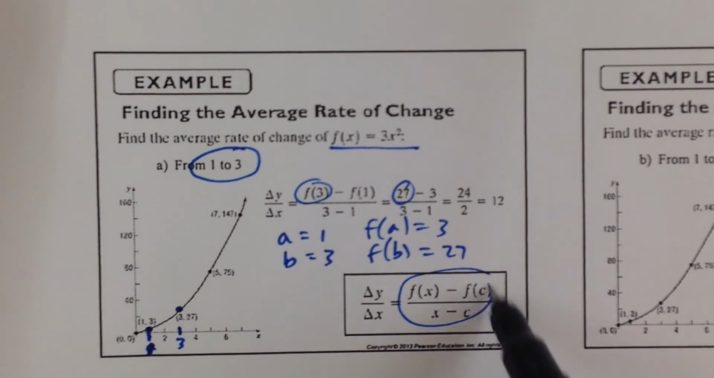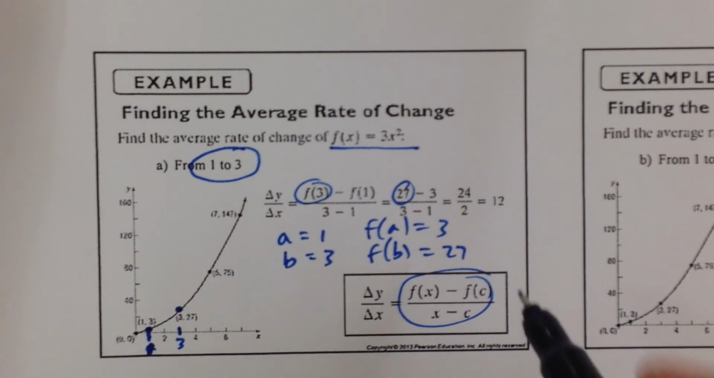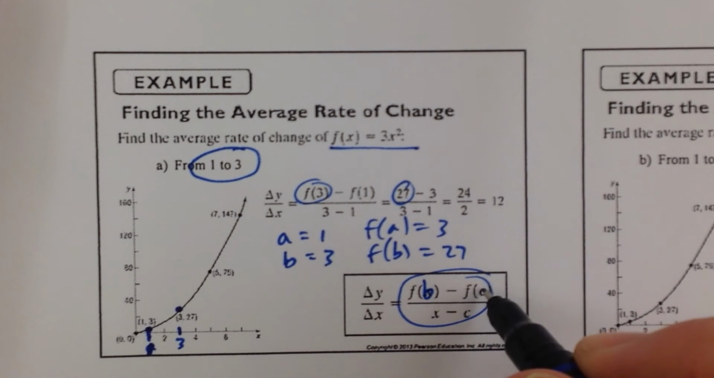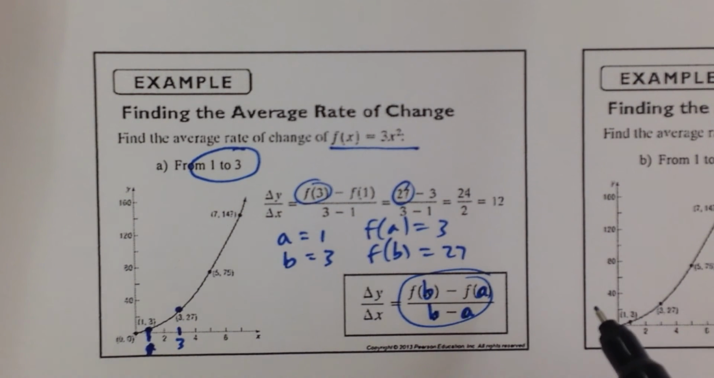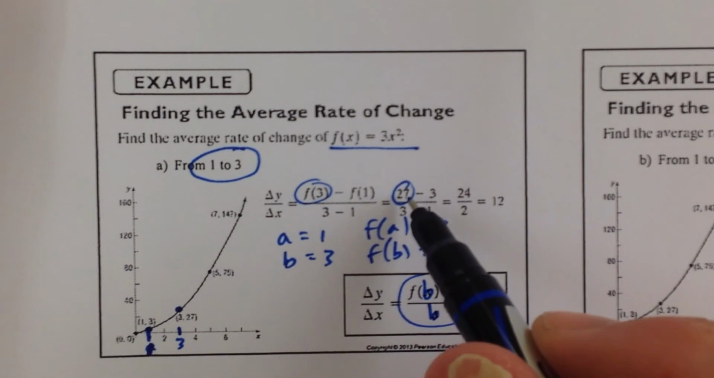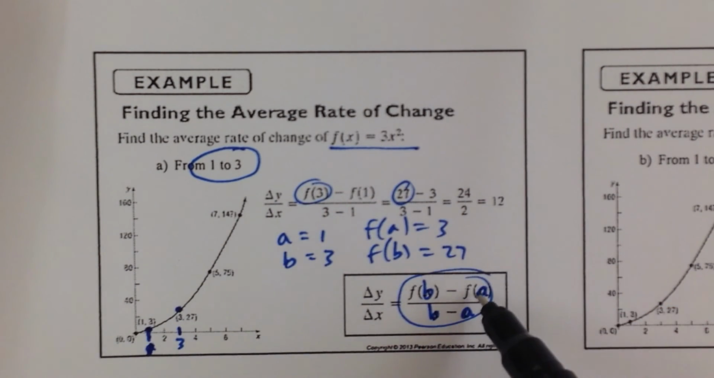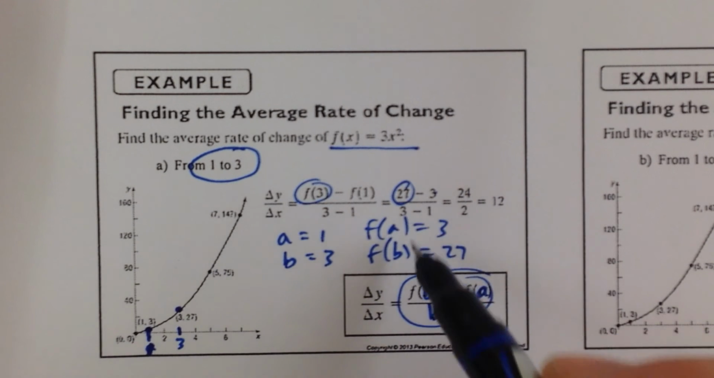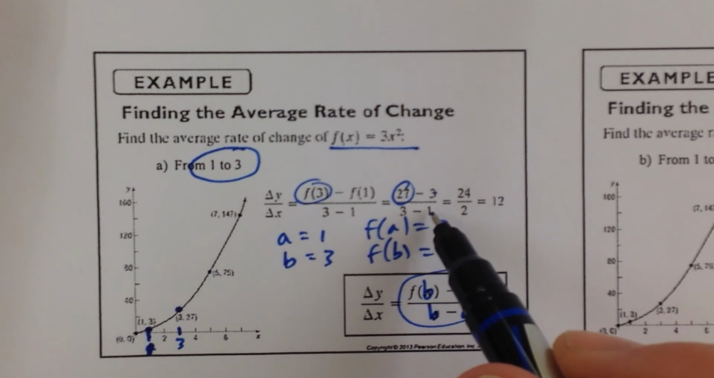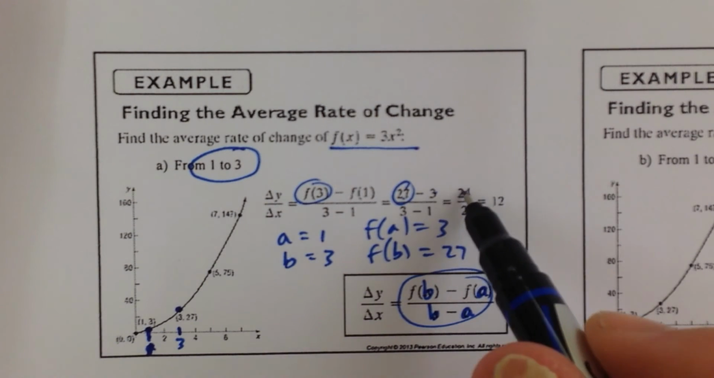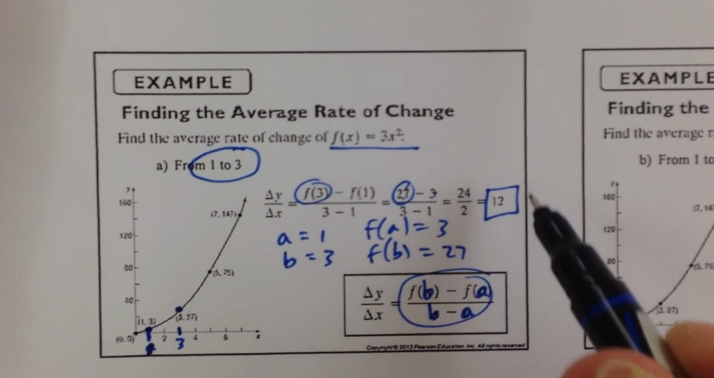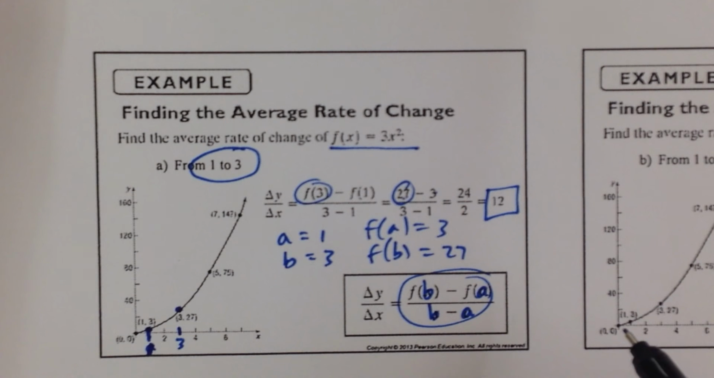So we're just going to use this formula. It should be f of b minus f of a over b minus a. That's how you always see it. Okay, so f of b is 27, f of a is 3, b is 3 and a is 1. So 27 minus 3 is 24. 3 minus 1 is 2. 24 divided by 2 is 12. And so 12 would be the average rate of change.